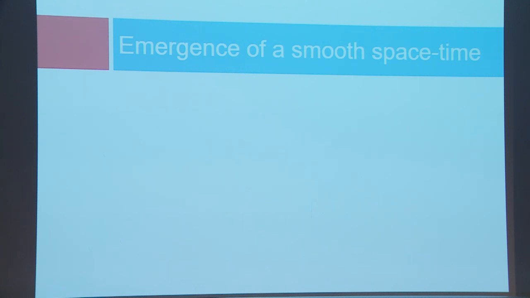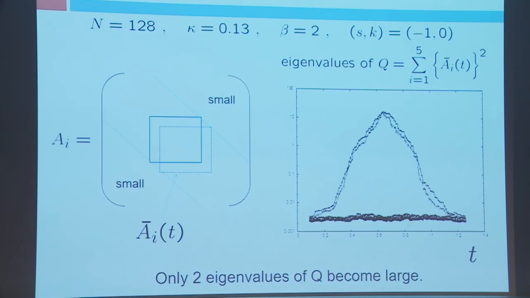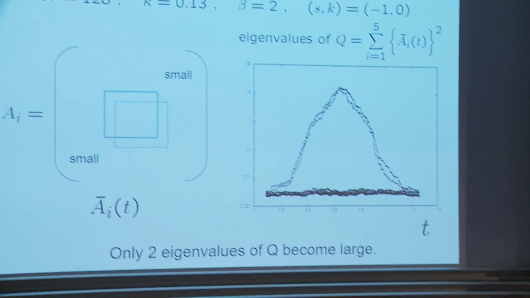So this is bad news. It seems like this is a singular space-time. Now we would like to obtain a smooth space-time.